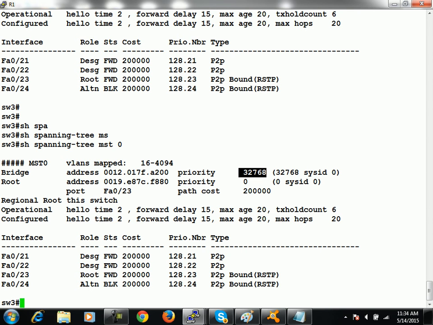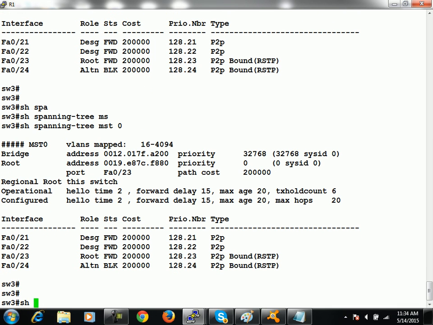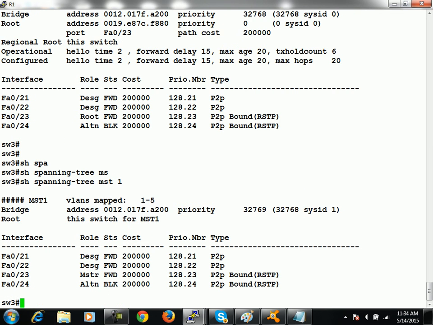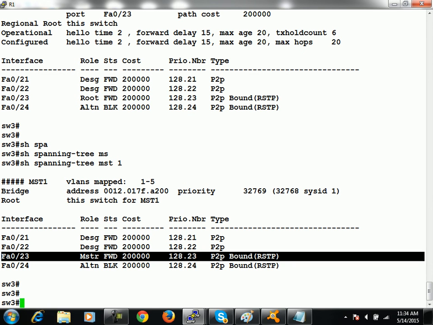Also for MST 0 for other instances. Now I'm coming to other instances as well. Let me show you. This is for instance 0, right? Now, spanning tree MST 1 on switch 3, its RP. Here it will not call it RP, it will call it master, because the neighbor switch is in a different region.